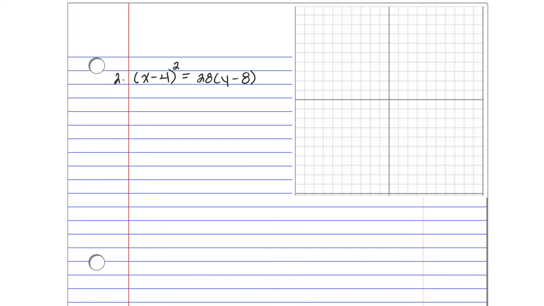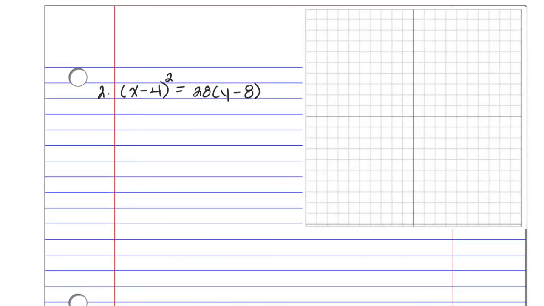We've got the parabola (x - 4)^2 = 28(y - 8). I'm going to graph it with all of its key features. So just like last time, I need to have some sort of direction, some sort of bearings on this parabola in order to navigate it correctly. So I look for my square value.